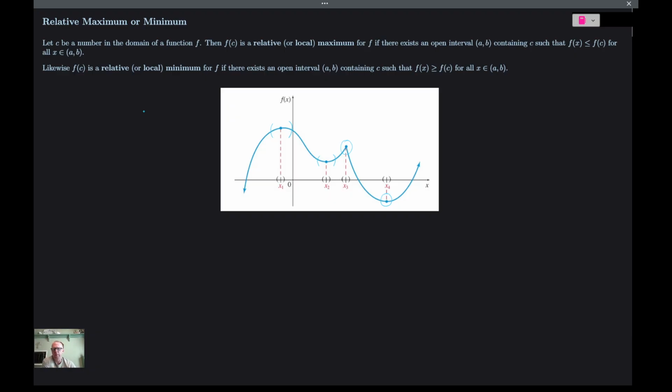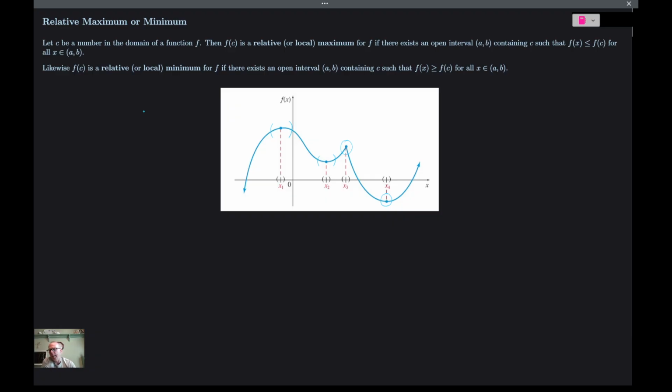If you want the mathematical definition, then f of c, where c is some number in the domain, is a relative or local maximum if there is some interval a to b containing c, where f of x is less than or equal to f of c. So f of c is greater than f of any number in this interval, and in that case, it would be a local maximum.